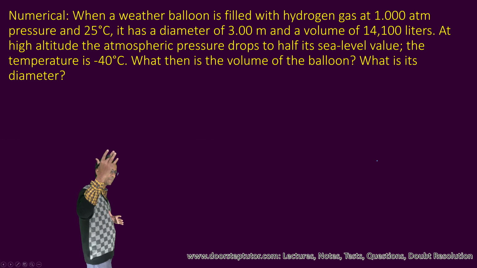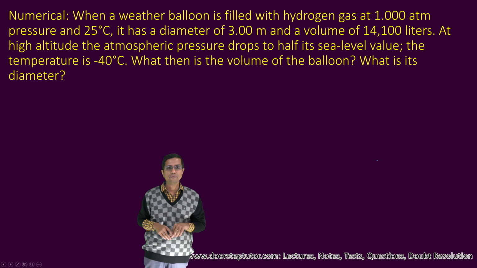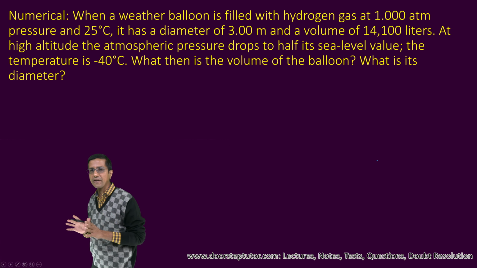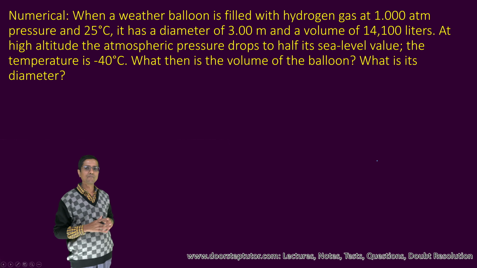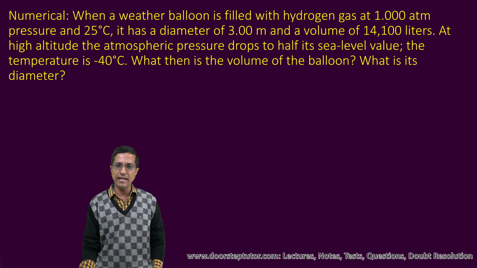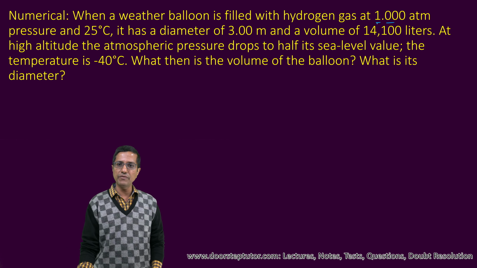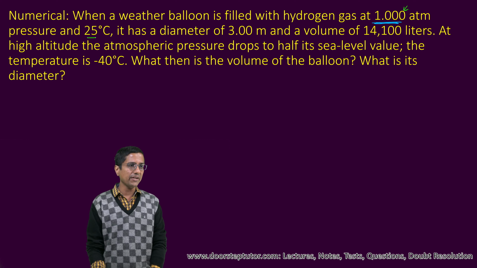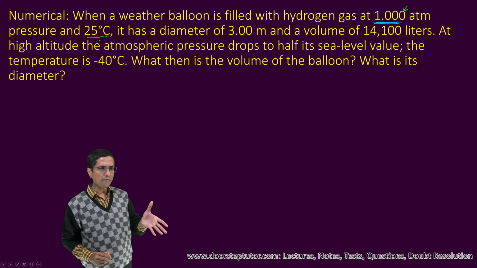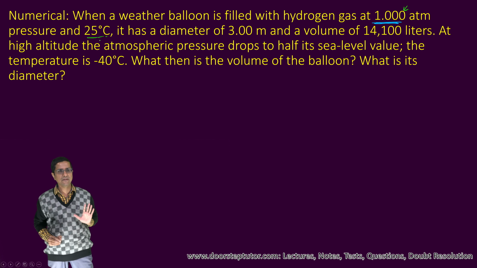Now here the problem is given of a weather balloon. The weather balloon is filled with hydrogen gas. Of course we have filled it at the normal air level, so it is filled with gas at 1 atmosphere. That is what the pressure of the gas is. And the temperature is also given, as 25 degrees Celsius.